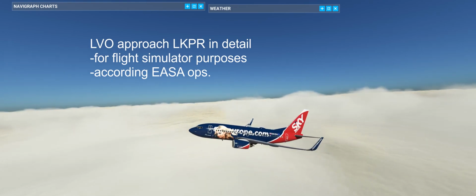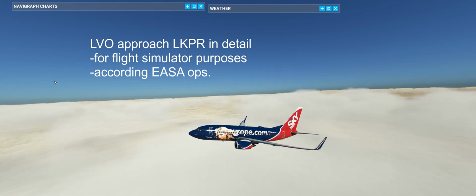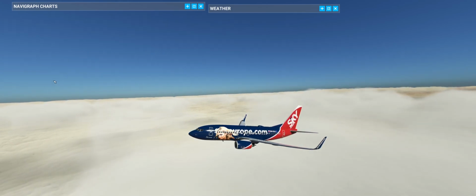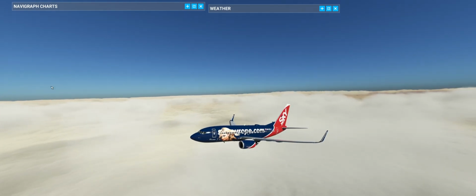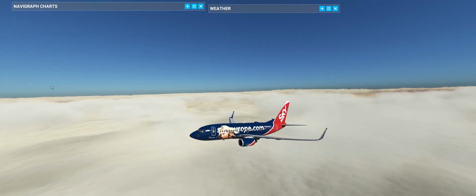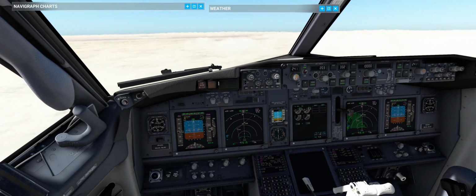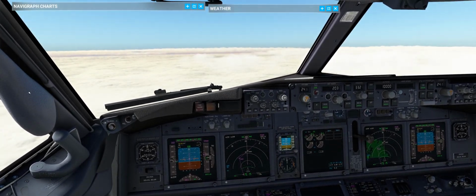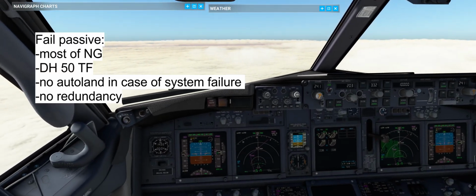Today's topic will be about low visibility approach and the automatic landing system, and we are talking about the most common option which the Boeing 737 has, and it is a fail passive system. That means that we are allowed to perform the category A approach.